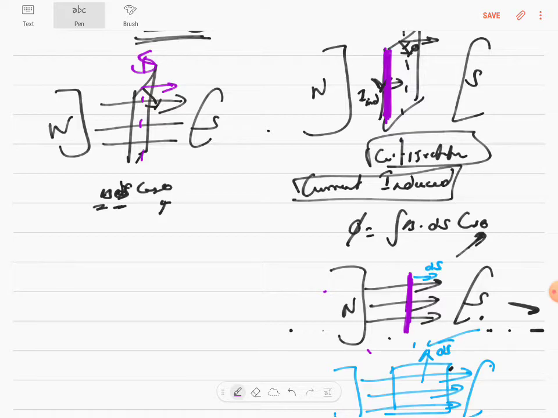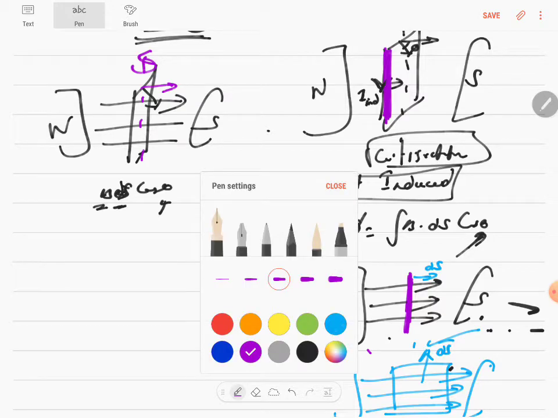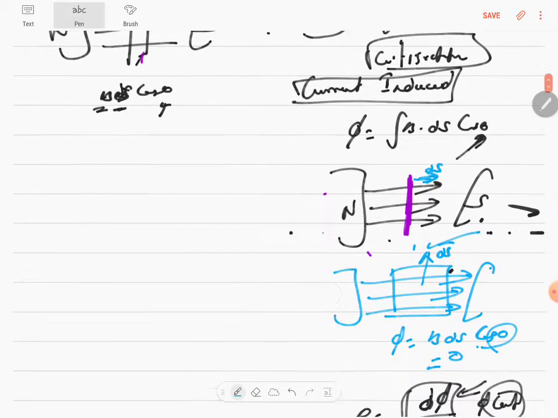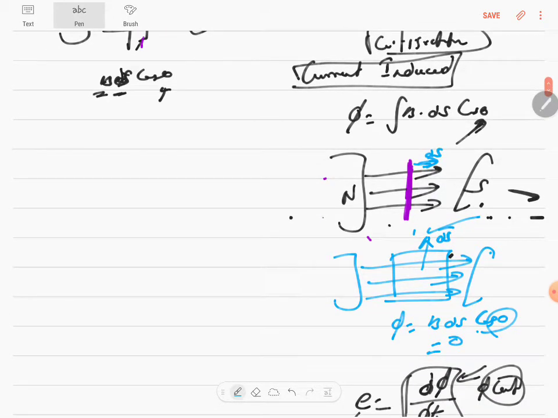That shows that maximum flux will pass through because the normal vector of the coil is the ds vector, which is in blue color. Can you see the ds vector which I have marked here? And so the magnetic field and the ds vector are parallel to each other, so maximum flux will pass through. So the flux is maximum in this case.